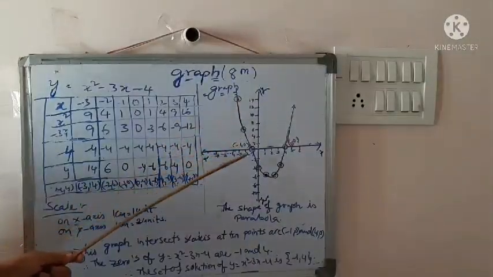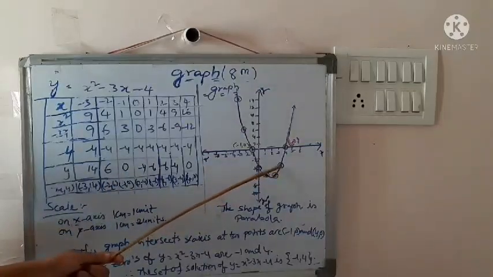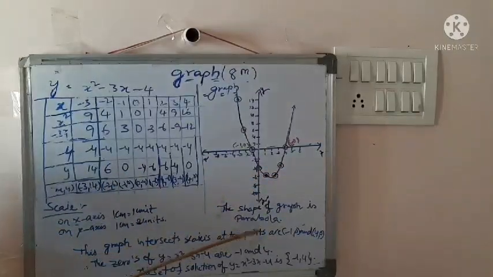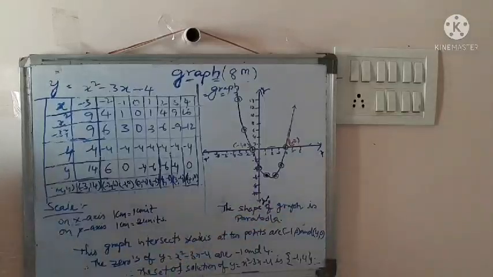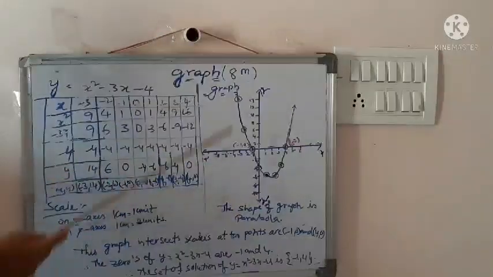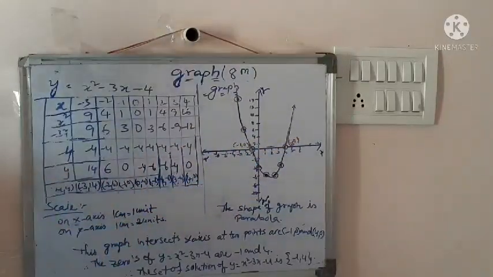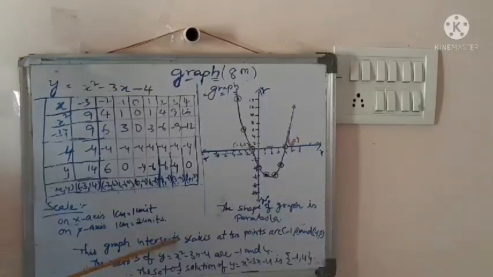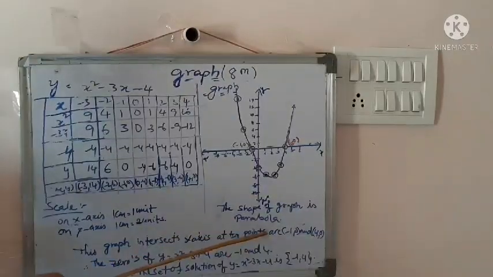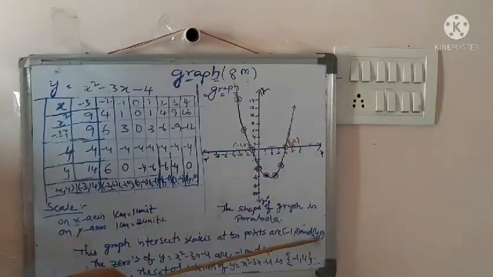So we have a curve shape. Now this shape's name is parabola. The shape of the graph is a parabola. In this graph, observe that this curve intersects the x-axis at 2 points, right? So this graph intersects the x-axis at 2 points, minus 1, 0 and 4, 0, right here.